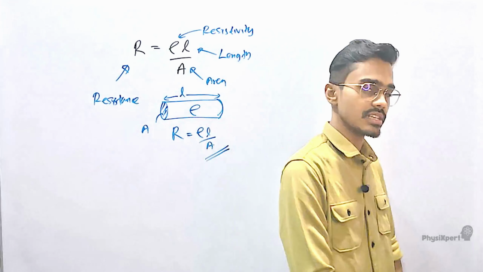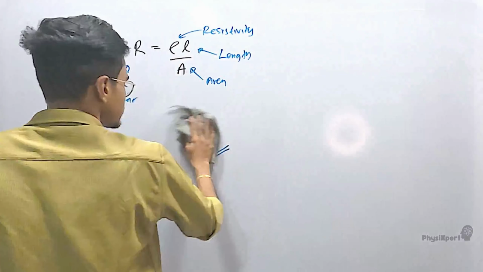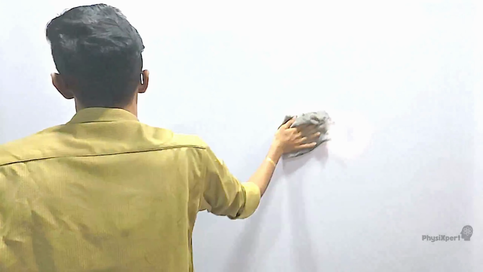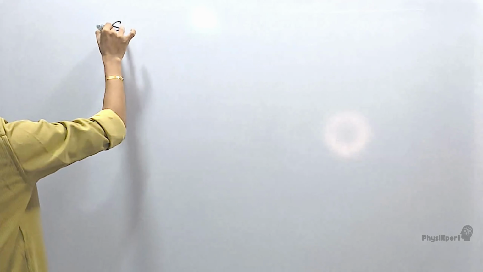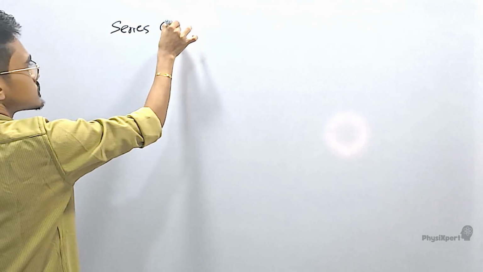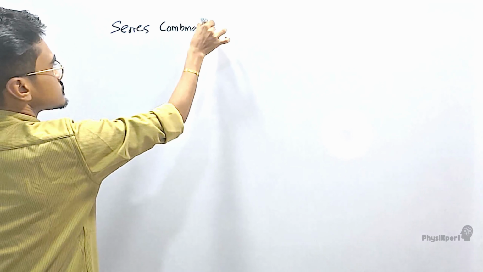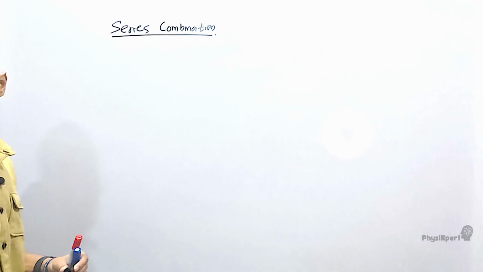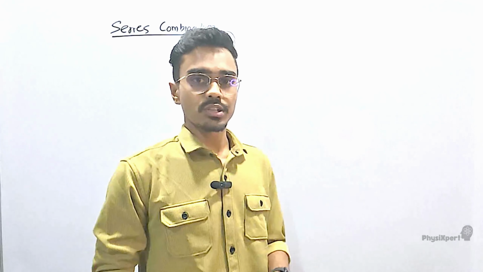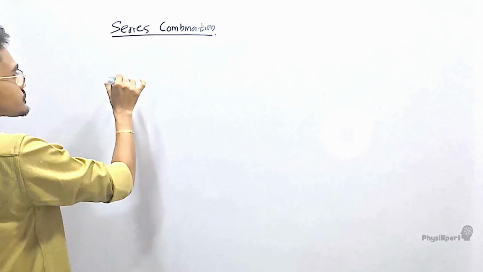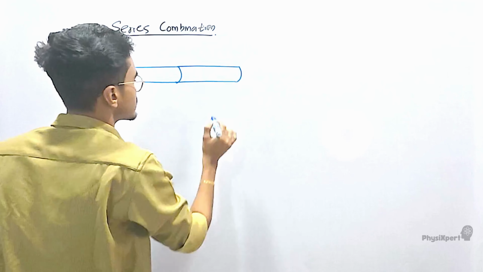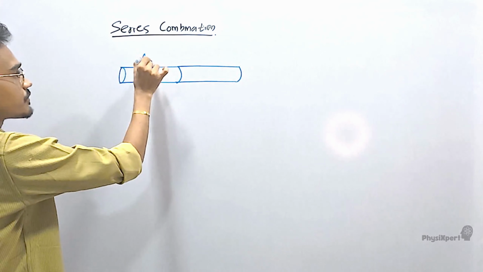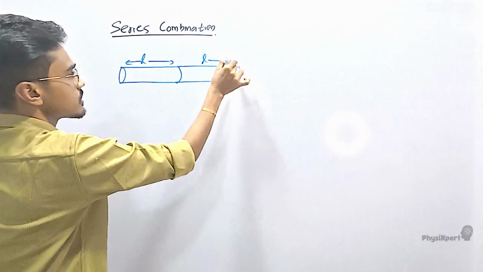First, let's see the series combination. I'm going to consider two conductor rods connected in series combination. Let's say the length of each rod is L, and the area of each rod is A.